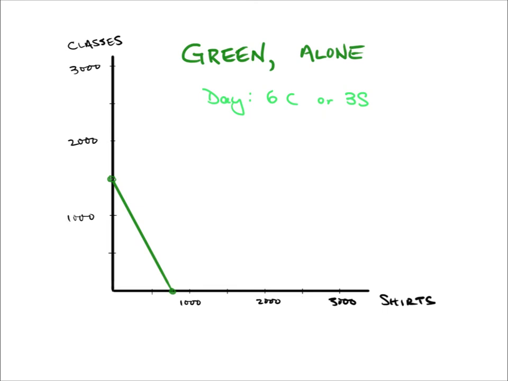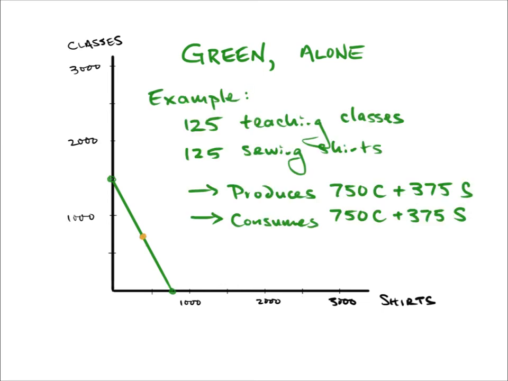Okay, so if she spends all her time teaching classes, then in a year she can teach 6 times 250. So that's 1,500 classes, but she has no time to sew clothing. The other extreme, she could spend all her time sewing shirts and make 750 shirts in the year. But then teaches no classes. Okay? And the points in between are possible as well. So here are Green's choices, and she selects something along her frontier.